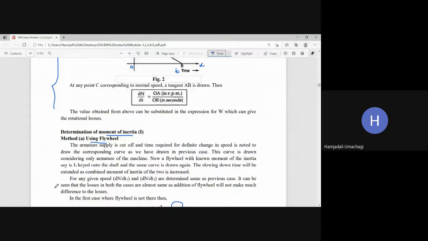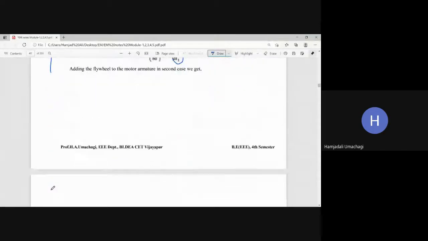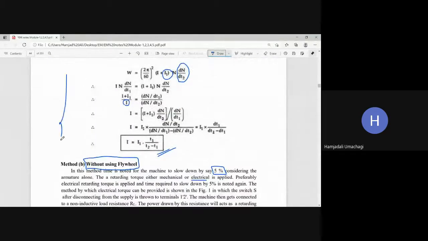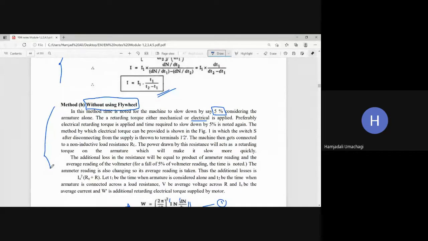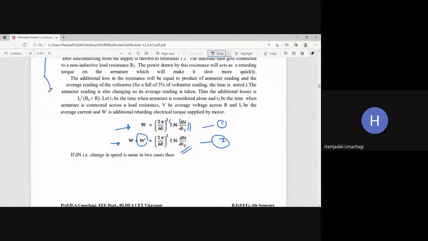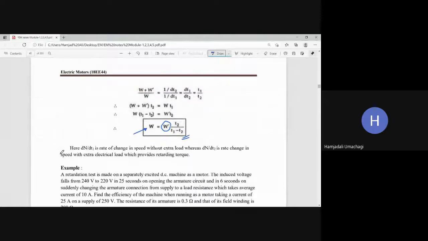After calculating dN by dt, how are you going to calculate the moment of inertia? The first method is using the flywheel method. The second method, with all these equations, is without using the flywheel method, which means the electrical braking method. Till here you should explain if it is asked in the exam.